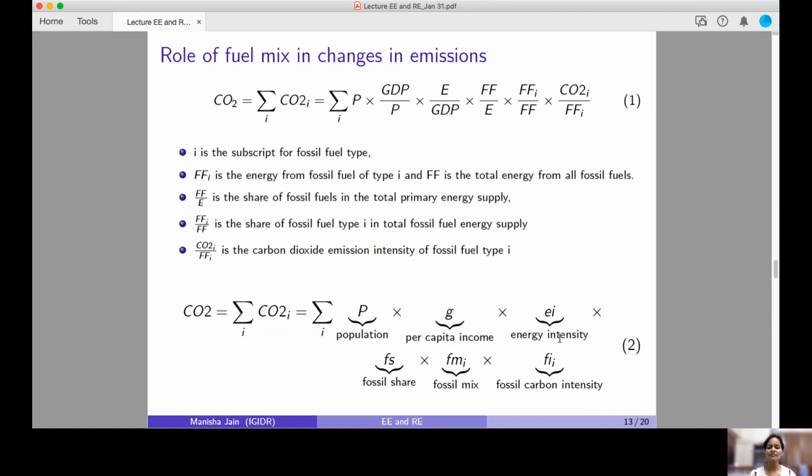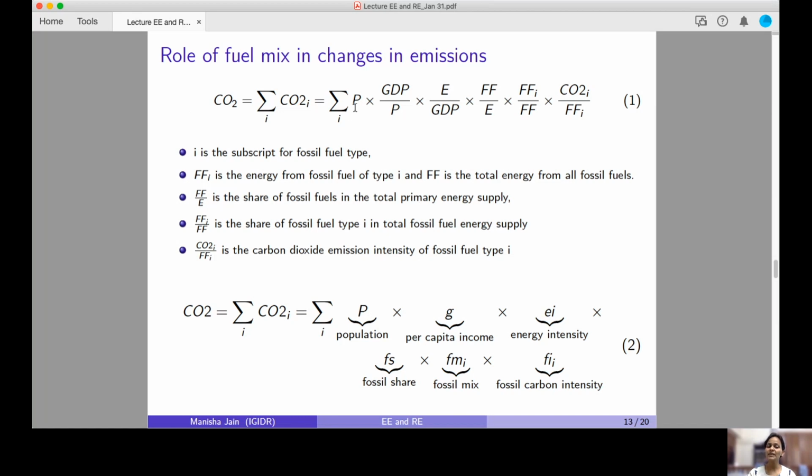So this is the very famous Kaya identity. It came in the 1990 IPCC report, wherein carbon dioxide is written as an identity. Left hand side and right hand side both are carbon dioxide only, but it is written as an identity with multiplicative terms, and each of these terms is known as the Kaya factors.